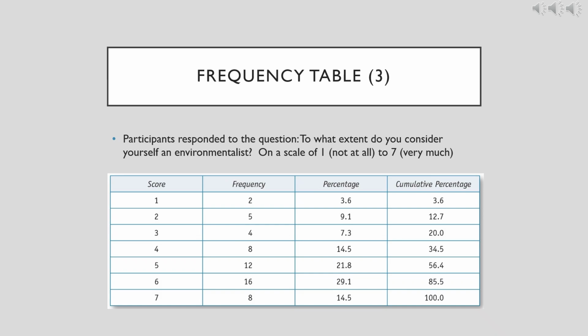For instance, it can tell you, well, overall, what percentage of people scored either a 3 or lower? You would say a 3 or lower. Well, that's going to be 20%, because you go to score of 3 all the way over to cumulative percentage. Same thing if you want to know how many people scored a score of 6 or lower. That's going to be 85.5%.